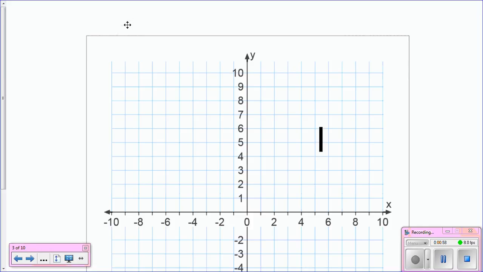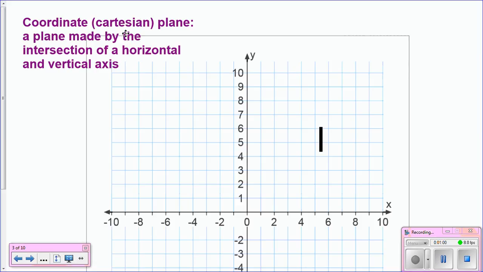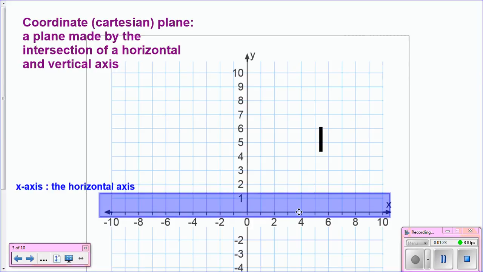Alright, so first word is coordinate or Cartesian plane. This whole thing is a Cartesian plane or coordinate plane. It's a plane made by the intersection of horizontal and vertical axes. So please label this whole thing as a Cartesian or a coordinate plane and make sure you write down the definition. I believe the next word you have is the x-axis. The x-axis is the horizontal axis of the coordinate plane, okay, which is this one right here. So please make sure you label that.